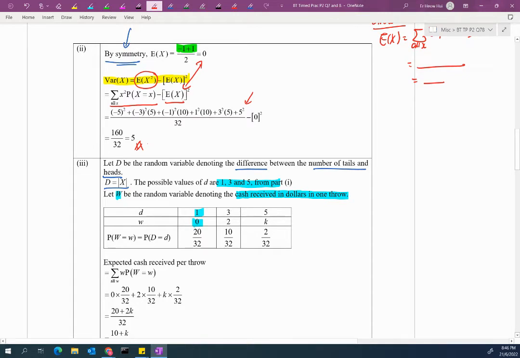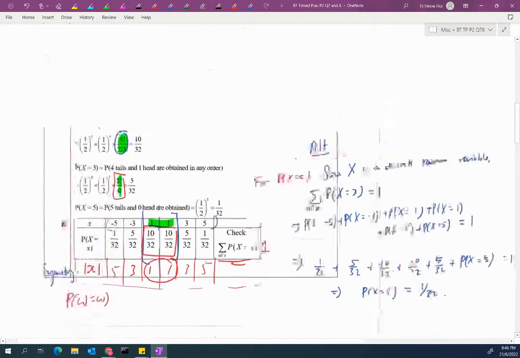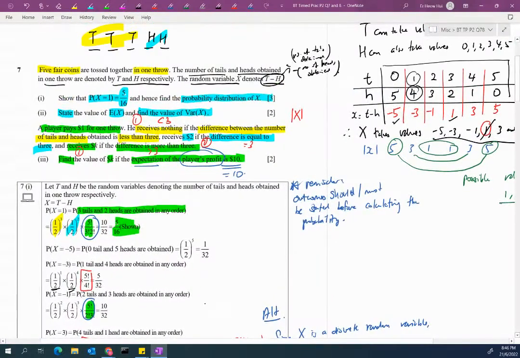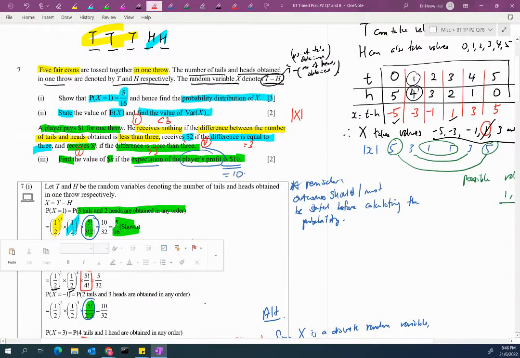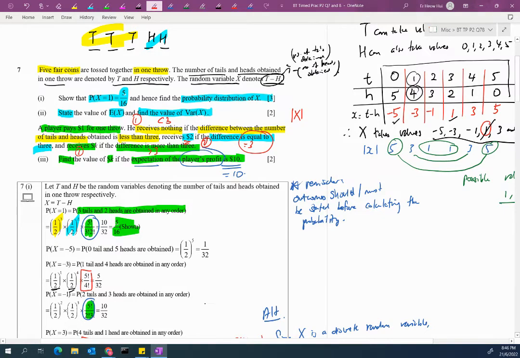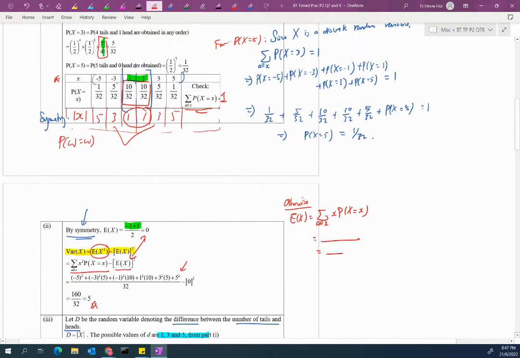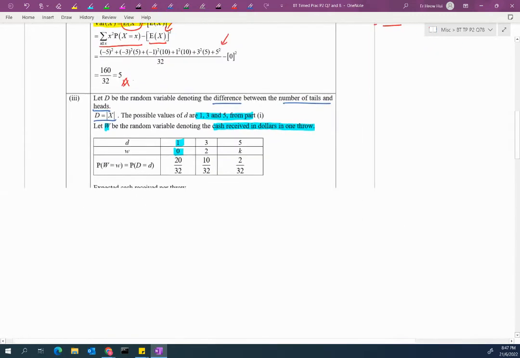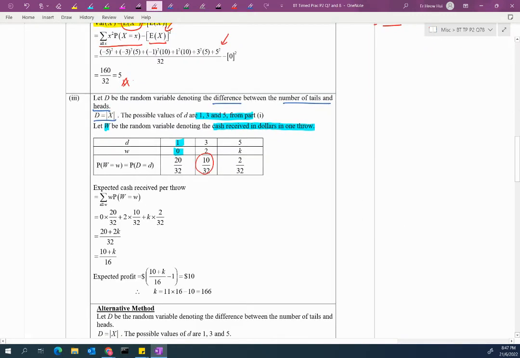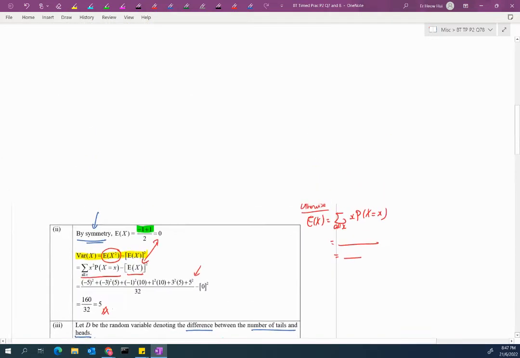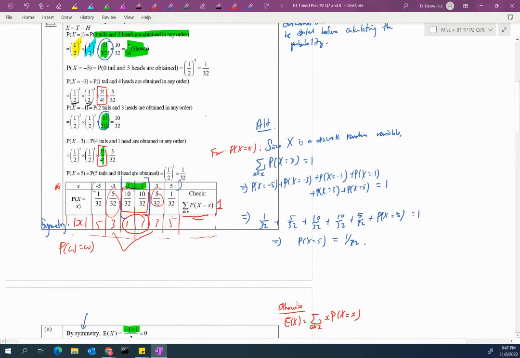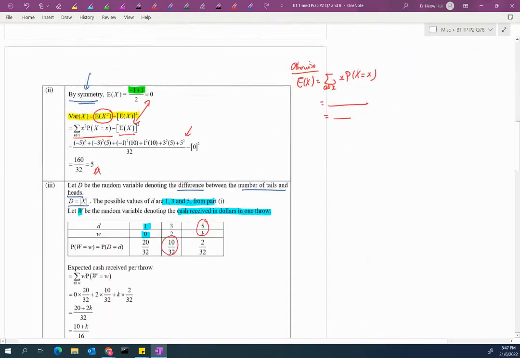When D is 3, W must be 2. Why? Because based on the second condition, you receive $2 if the difference is exactly equal to 3. And there are two values of 3, so it's 5 over 32 plus 5 over 32. That's how you get 10 over 32. Similarly, W equals K when D is equal to 5. You just sum up the two values of the probability when mod X is equal to 5.